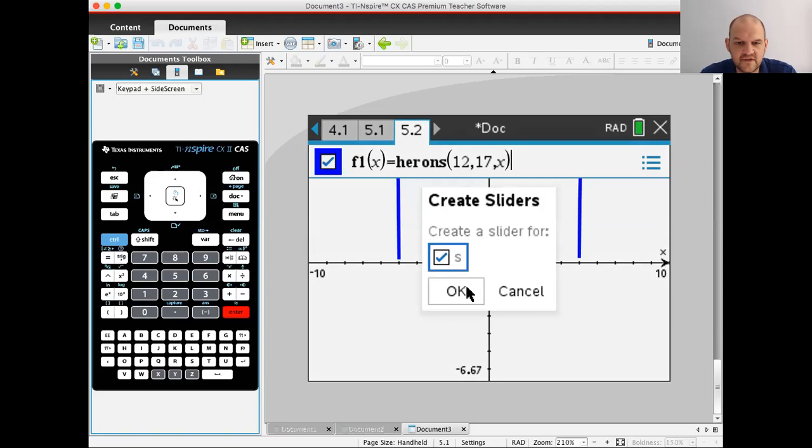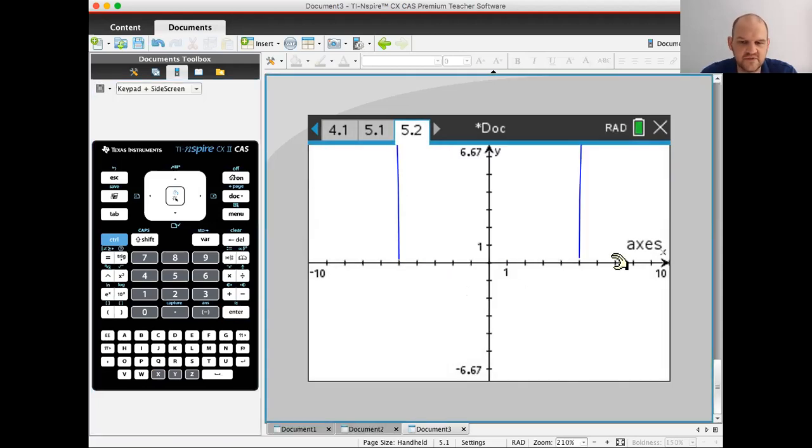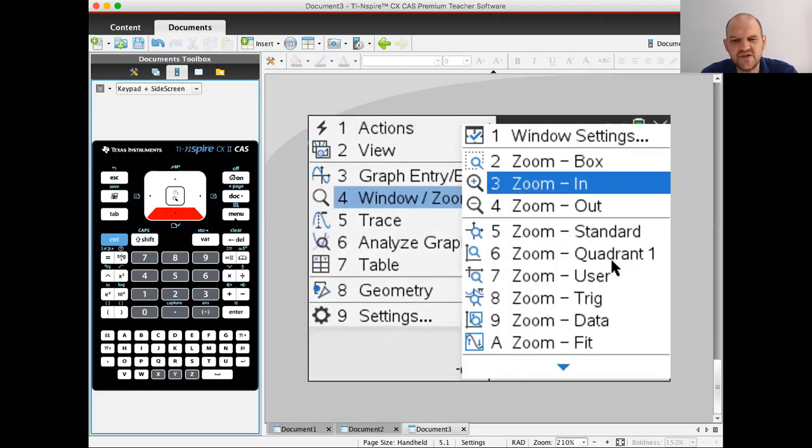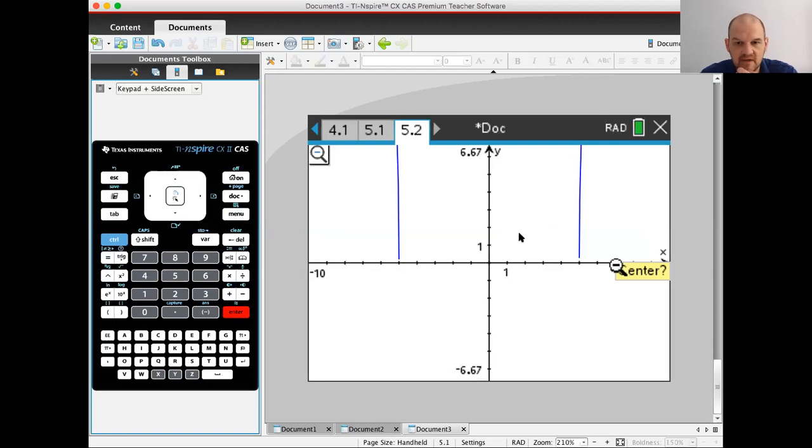And do I want a slider? I'm going to say cancel, because I don't need that slider. Basically, that always just means there's like a lurking variable somewhere. I need to change the window, so I'm just going to zoom out, because I don't know what's going on. So zoom out.